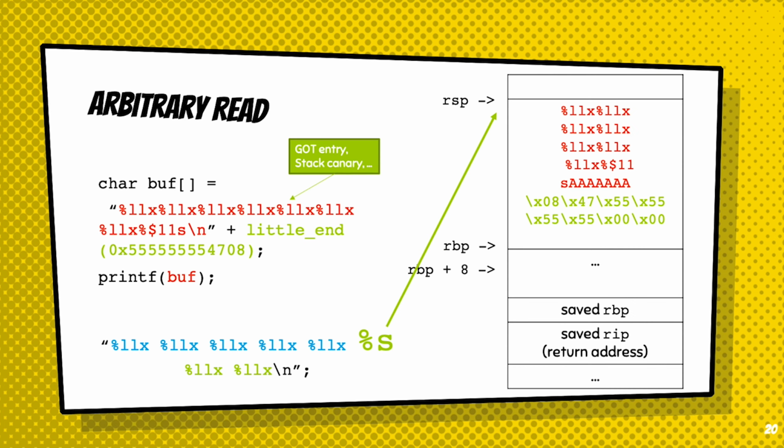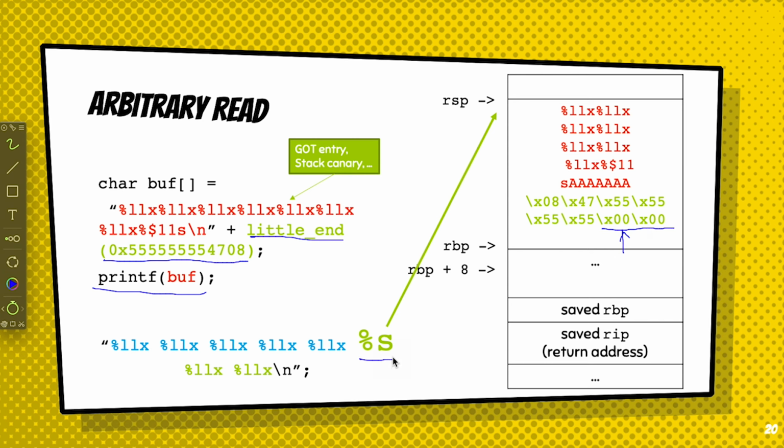Okay, so now let's go back to arbitrary read. In this case, we're going to move this part into the end of the string. Even though the string finishes with 0, 0, it's not going to affect printf, because printf will still start from the start of the format string and end over here, which is fine for us.